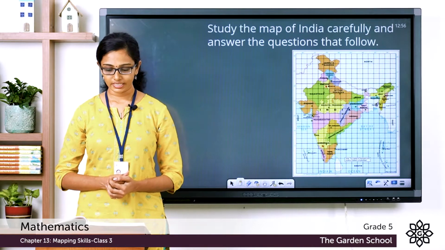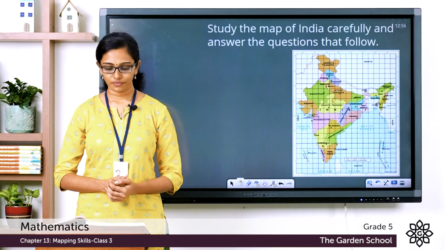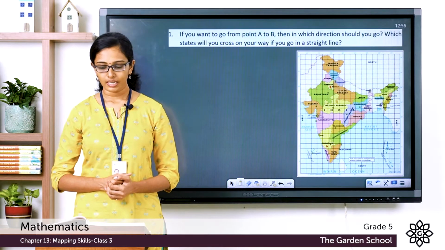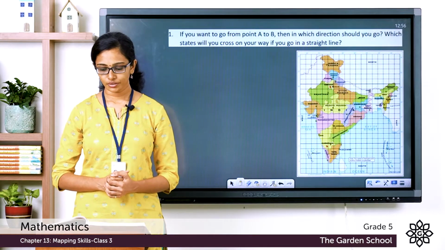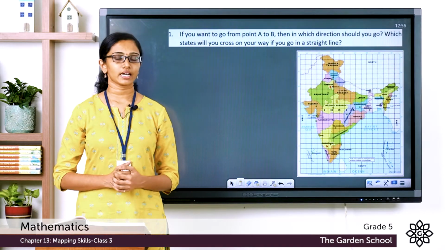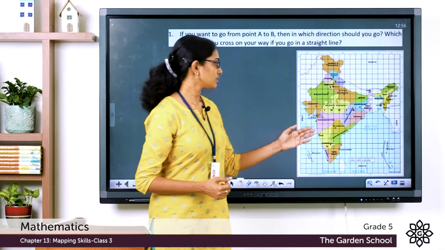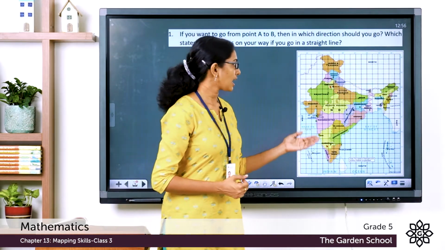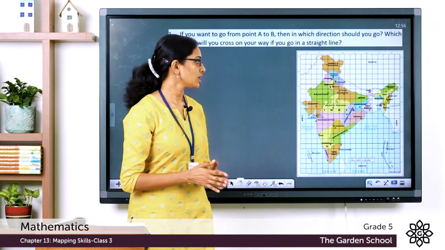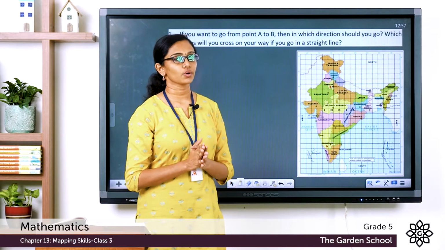Study the map of India carefully and answer the questions that follow. The first one. If you want to go from point A to B, then in which direction should you go? Which states will you cross on your way if you go in a straight line? All of you please look into the map given there. Do you see the point A, which is in the state of Karnataka, and the point B, which is in Haryana? Now you're asked, if you're going from A to B in a straight line, which direction should you go?